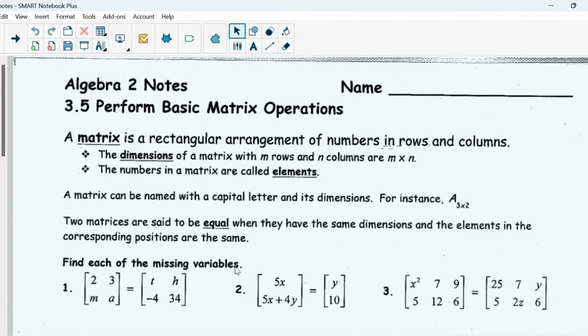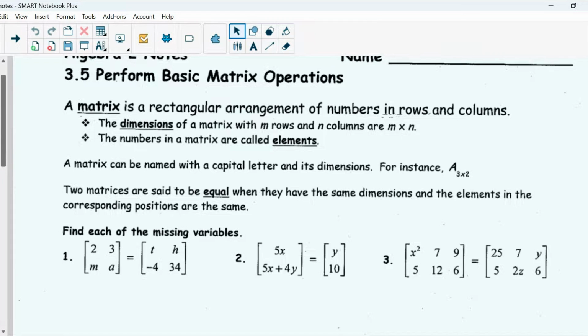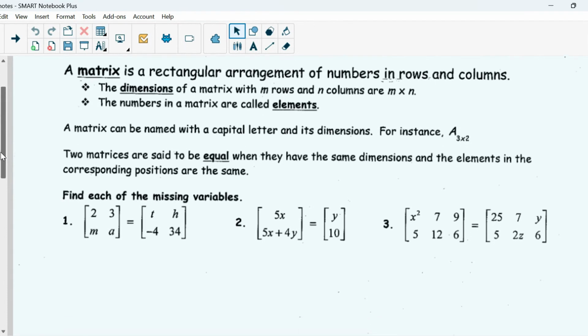We say that two matrices are equal when they have the same dimensions and the elements in the corresponding positions are the same. So we'll look a little bit at what it means for a matrix to be equal. With 1 through 3 here, we are just solving these matrices for the missing variables. Let's dive into number 1.